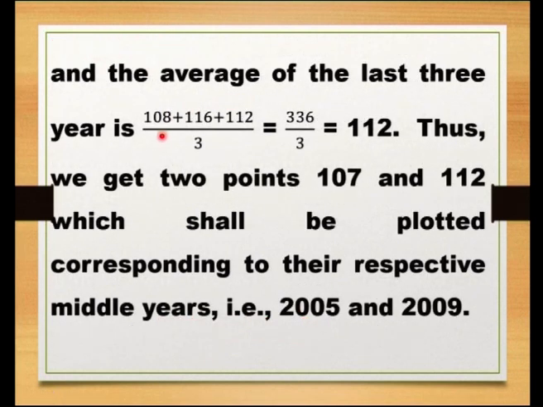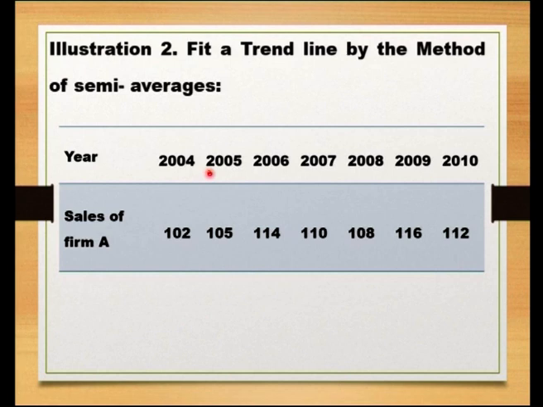And the average of the last 3 years, leaving the middle value corresponding to the year 2007, is calculated for 2008, 2009 and 2010. The values are 108 plus 116 plus 112. 3 values are taken, therefore, divided by 3, 336 by 3 is equal to 112. Thus, we get 2 points, 107 and 112, which shall be plotted corresponding to the respective middle years. The middle year corresponding to the first 3 years is 2005 and the middle year of the last 3 years is 2009.